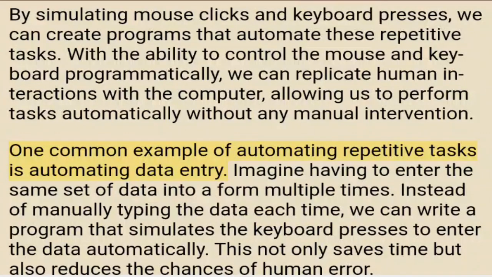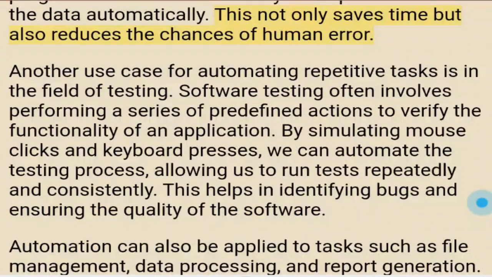One common example of automating repetitive tasks is automating data entry. Imagine having to enter the same set of data into a form multiple times. Instead of manually typing the data each time, we can write a program that simulates the keyboard presses to enter the data automatically. This not only saves time but also reduces the chances of human error.